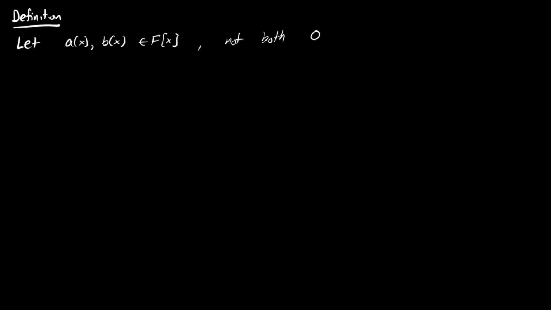Okay, so now we're ready to define the notion of greatest common divisor of two polynomials. The idea is we're just going to follow our definitions from the integers and see how far we can push things. We're going to see that things can actually be pushed pretty far. So we're going to start with two polynomials, a(x) and b(x), and we'll assume that they're not both 0. So one of them is allowed to be 0 as long as not both of them are 0. Okay, so what does it mean to be a greatest common divisor?